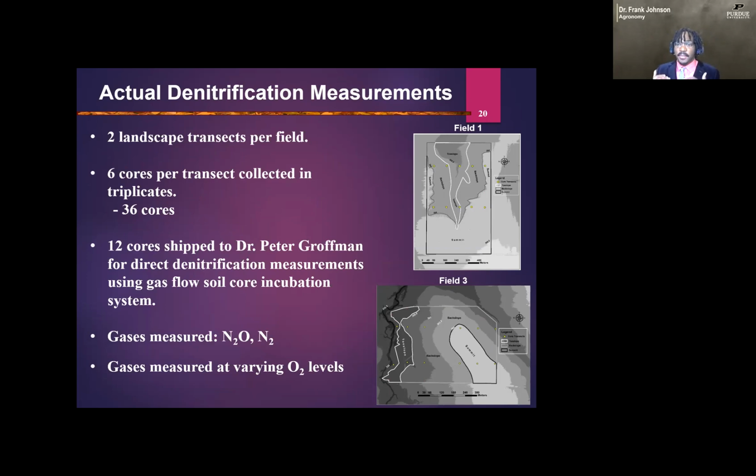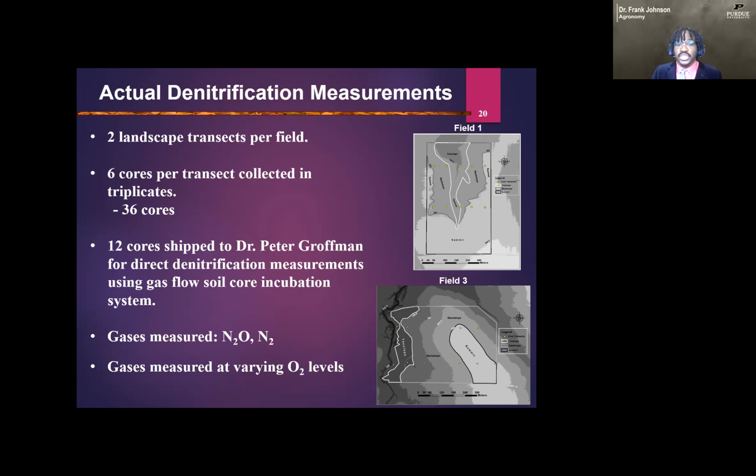I mentioned earlier that my project was a part of a larger project at this LTAR site. And so this is what they were doing. They have 2 landscape transects per field in which they were taking actual denitrification measurements. And here they are in field 1 and field 3. There were 6 cores per transect collected in triplicates for a total of 36 cores.